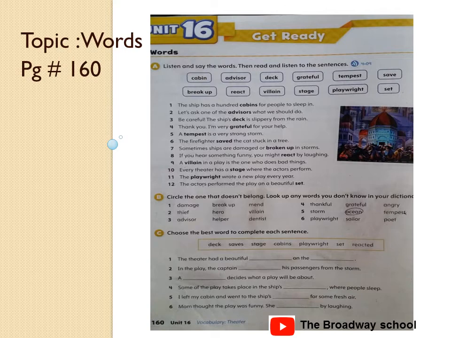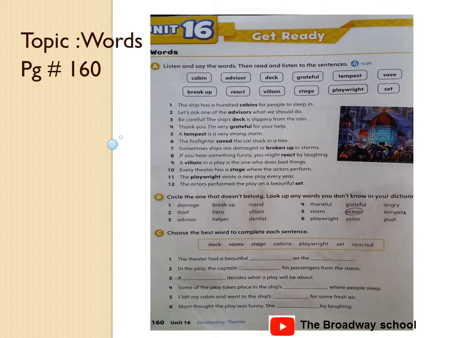Next is advisor, helper and dentist. It's very clear that advisor means someone who advises. Helper is also someone who helps someone. So dentist is the different word. So you just have to circle the word dentist. Now the rest of the exercise you have to complete by yourself.